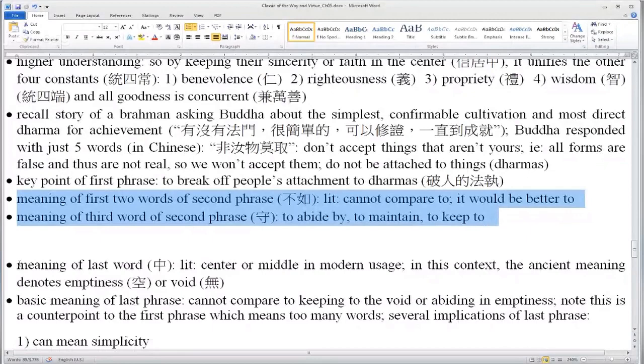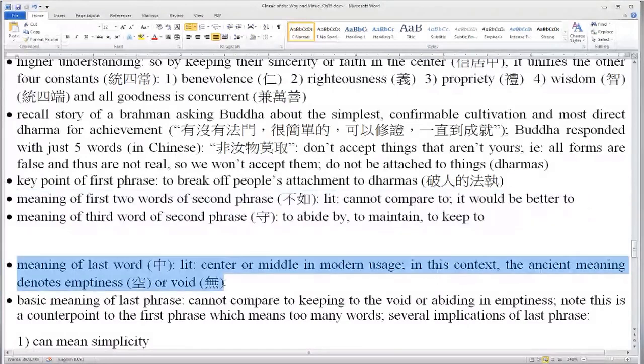Okay. It means center or middle. That's true in the modern usage, the modern definition. If you look it up in a dictionary, that's what it would say. Okay, center or middle. But there's an ancient meaning to this word. It denotes emptiness or void.